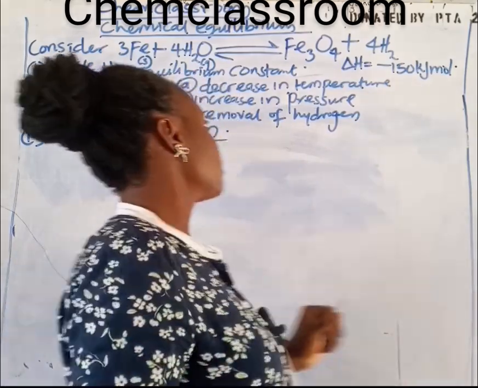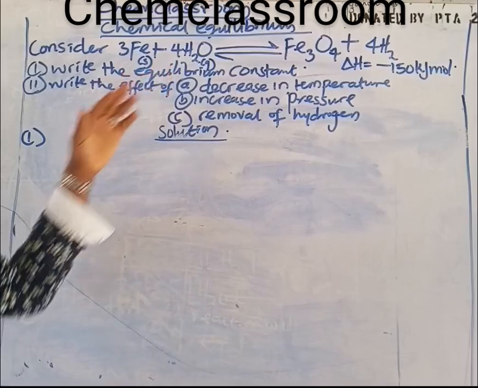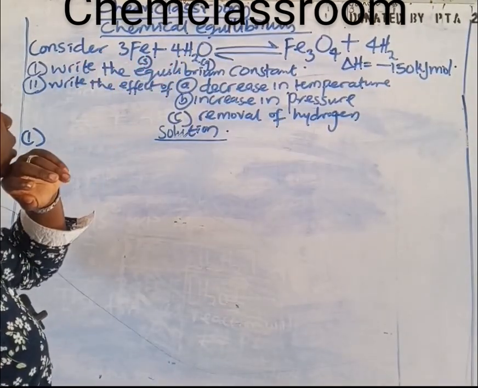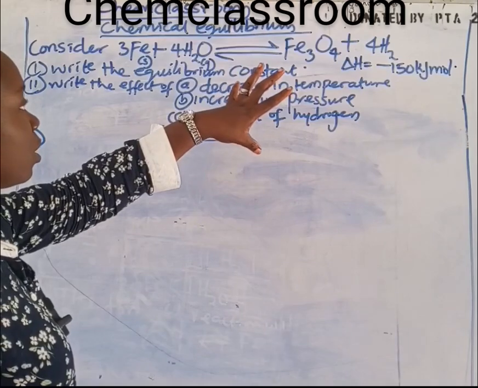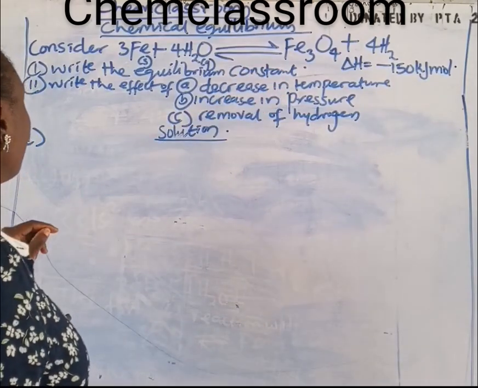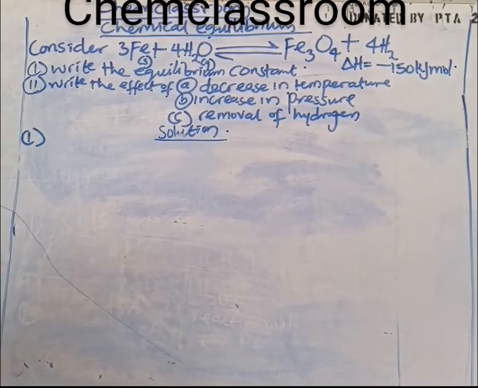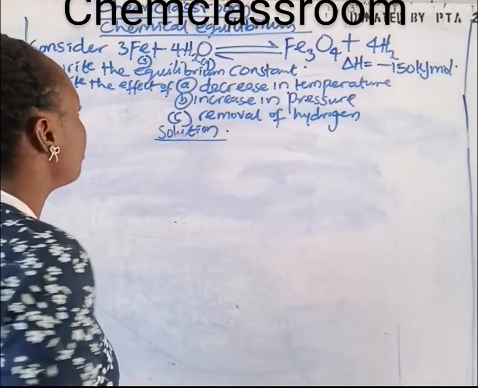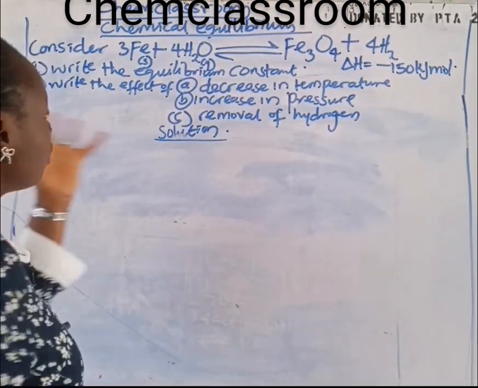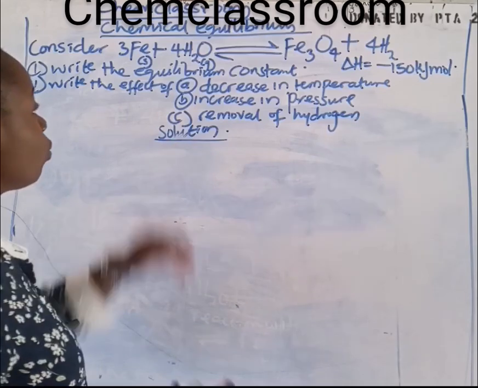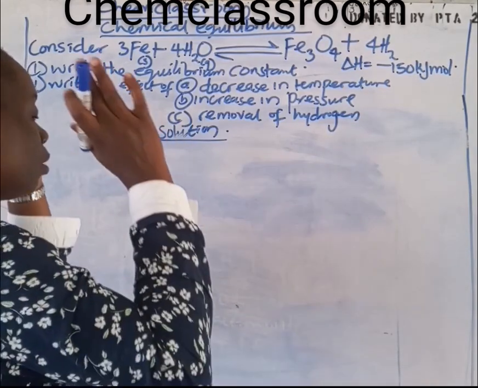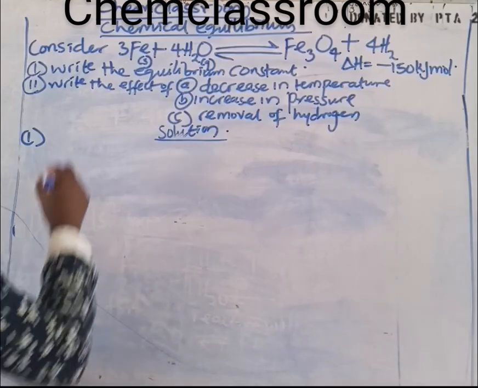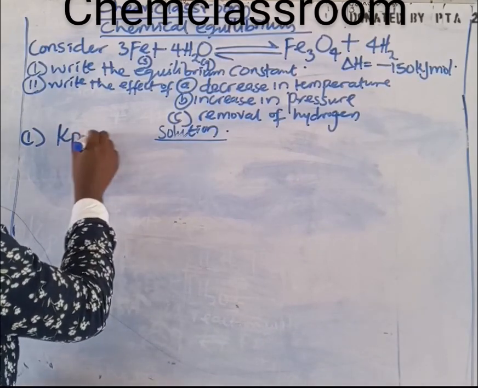Now let's go. Okay, consider this equation. We have iron reacting with steam to produce what is on the board. So we are being asked to write the equilibrium constant as the first thing. The last time I did an example in that regard. So for the forward reaction, if we're going to write the equilibrium constant, we have to put the product over the reactant. So we have equilibrium constant Kp.